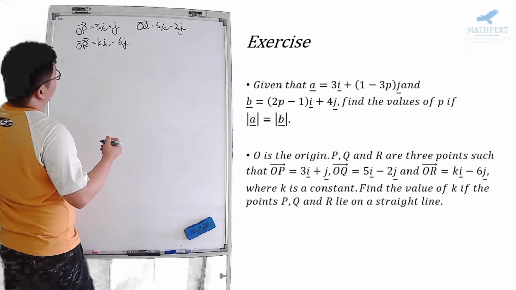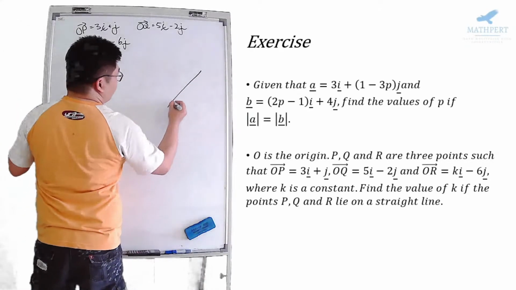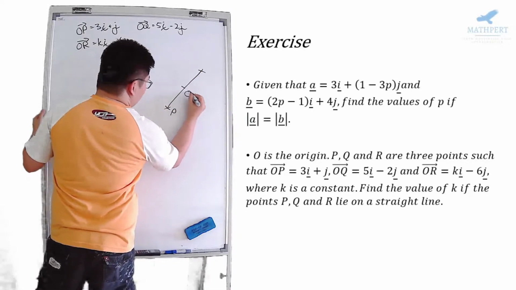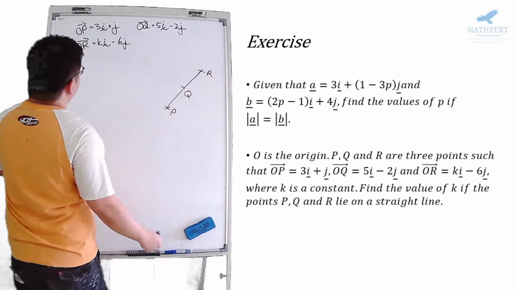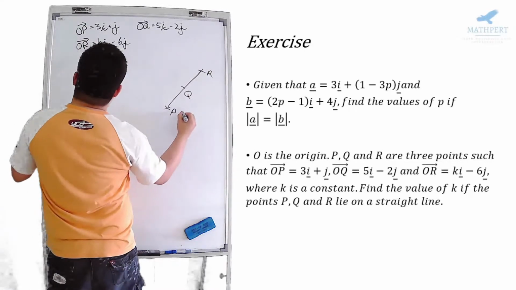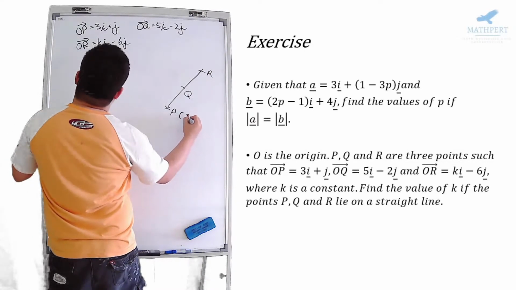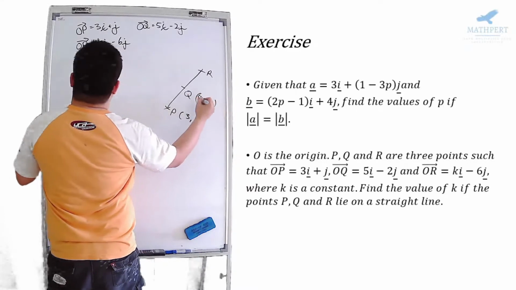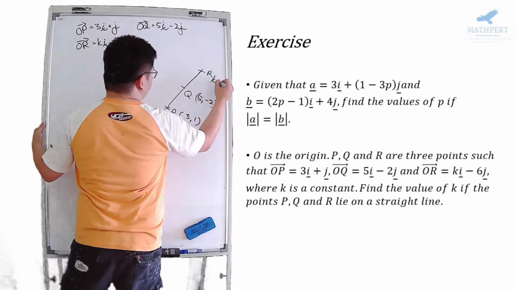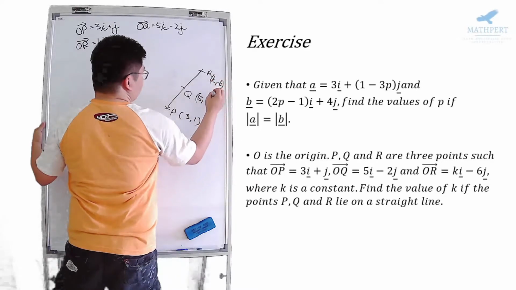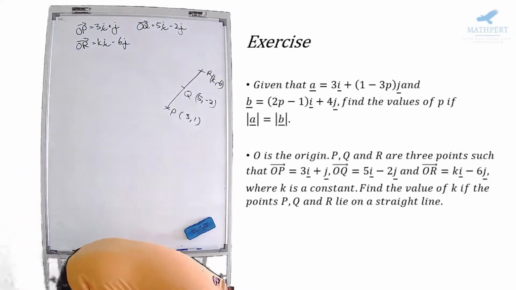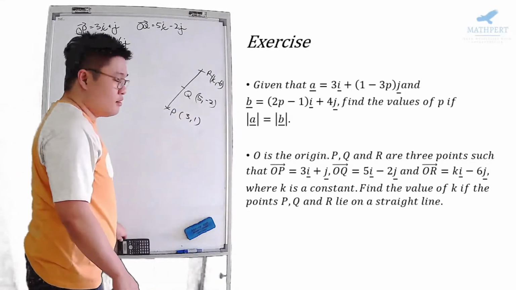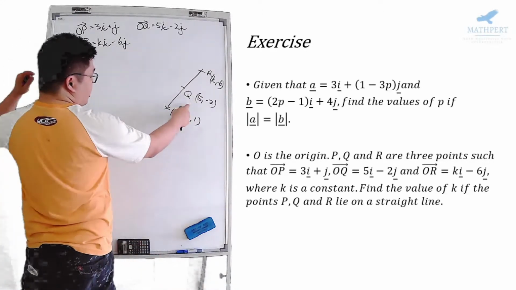So, okay, let me draw it out. P, Q, R. The coordinate of P is 3, 1. Q is 5, negative 2. R is k, negative 6. Okay, now we have the coordinates of P, Q, R. So can we find the gradient? Alright, let's look at PQ.